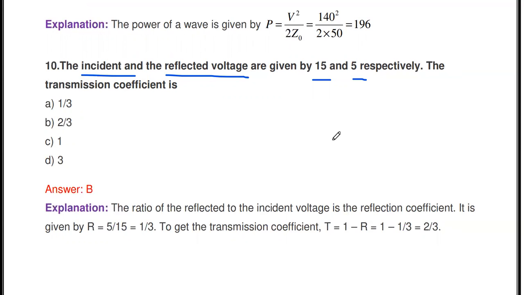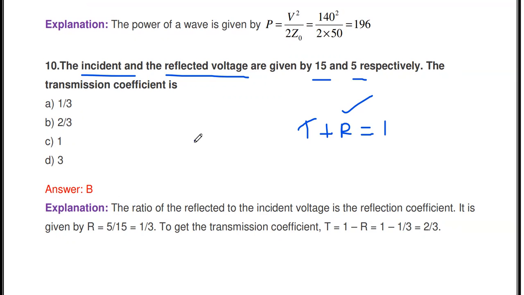So the addition of the transmission coefficient and the reflection coefficient is equal to 1. Okay, the addition of transmission and reflection coefficient equal to 1. So if we want to find the transmission coefficient, first we have to calculate the reflection coefficient. Then after calculating the reflection coefficient, the transmission coefficient T equals 1 minus R. Okay, so already you know the formula for reflection coefficient.